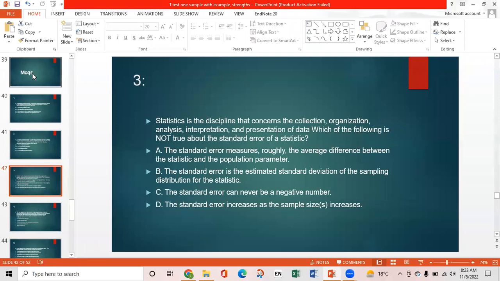Third MCQ: statistics is the discipline that concerns the collection, organization, analysis, interpretation, and presentation of data. Which of the following is not true about the standard error of a statistic? Option A, the standard error measures roughly the average difference between the statistic and the population parameter. Option B, the standard error is the estimated standard deviation of the sampling distribution for the statistic. Option C, the standard error can never be a negative number. And option D, the standard error increases as the sample size increases.